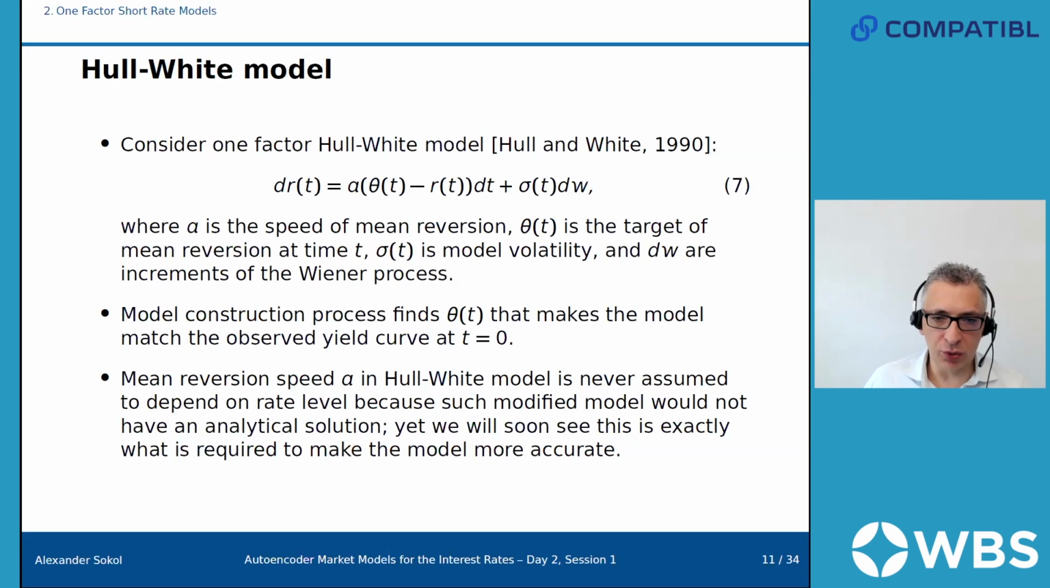But actually, we will soon see that that's exactly what autoencoder analysis of historical yield curve shapes will tell us to do. The autoencoder that we trained on historical yield curve shapes will discover that, to modify the model in order to represent historical curve shapes better, one of the things you should do is make the mean reversion speed dependent on rate level, and we'll see exactly how.